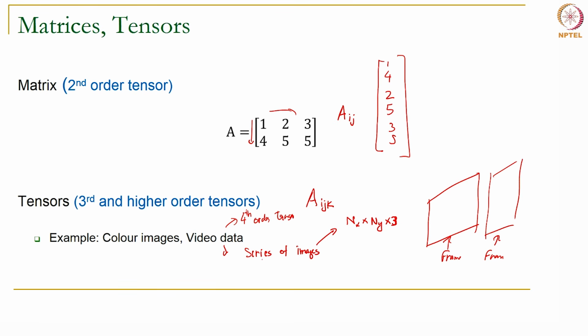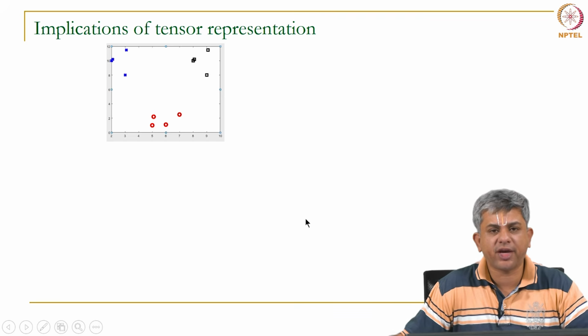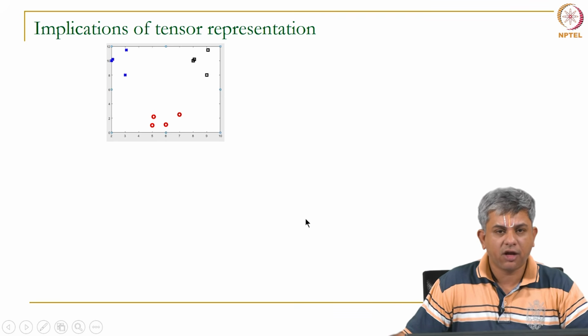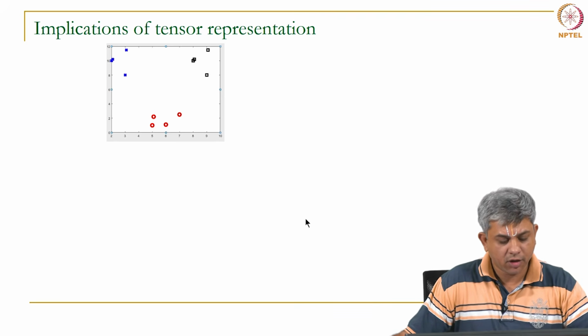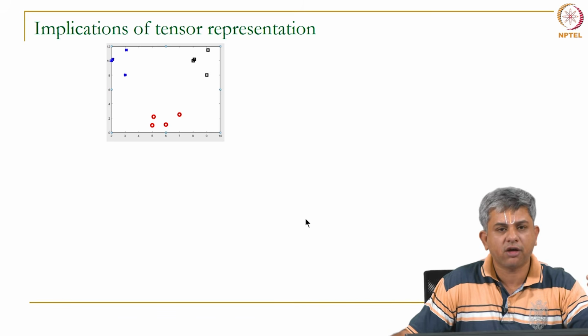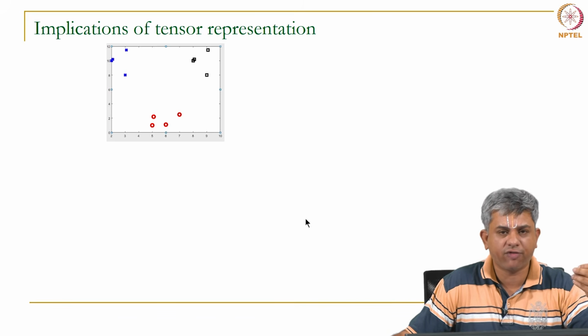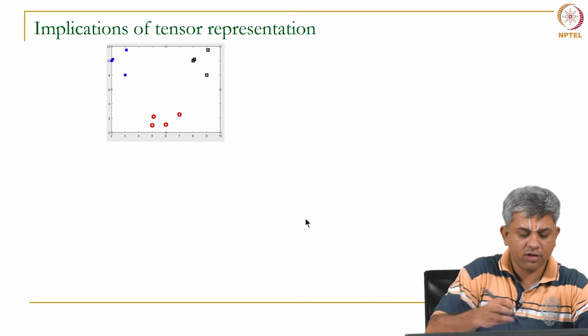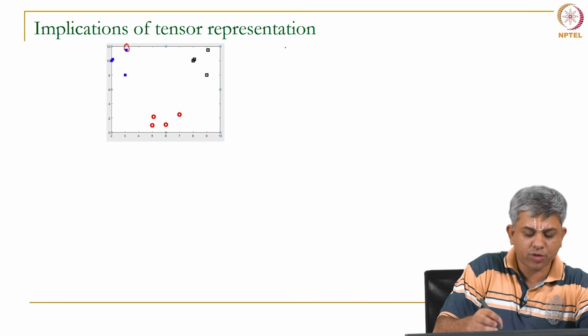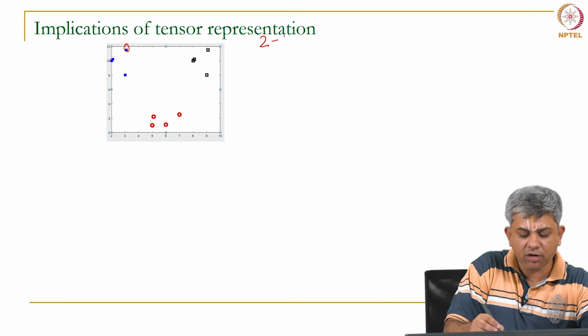And as usual, as you can imagine, they will have a huge number of dimensions, because each image by itself has so many pixels. Implications of this kind of representation. I will go back to something I showed earlier. This is an example of, let us say, pre-labeled data. Okay. Now, obviously, I am showing this figure to you in 2 dimensions.